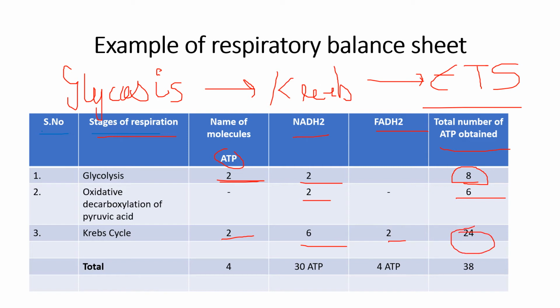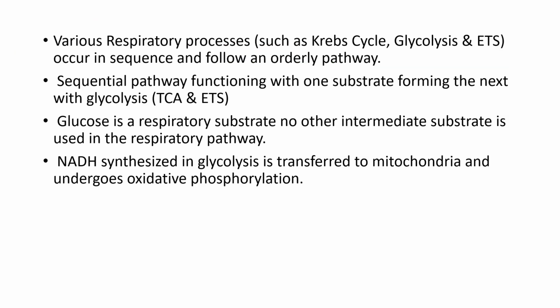So if we calculate all these things, then their total will be 30 ATP, 4 ATP, and 38 will be the total number of ATP which is being obtained. So this is how a respiratory balance sheet occurs. So there are certain assumptions which are taken into consideration while framing the balance sheet. So what are these assumptions?